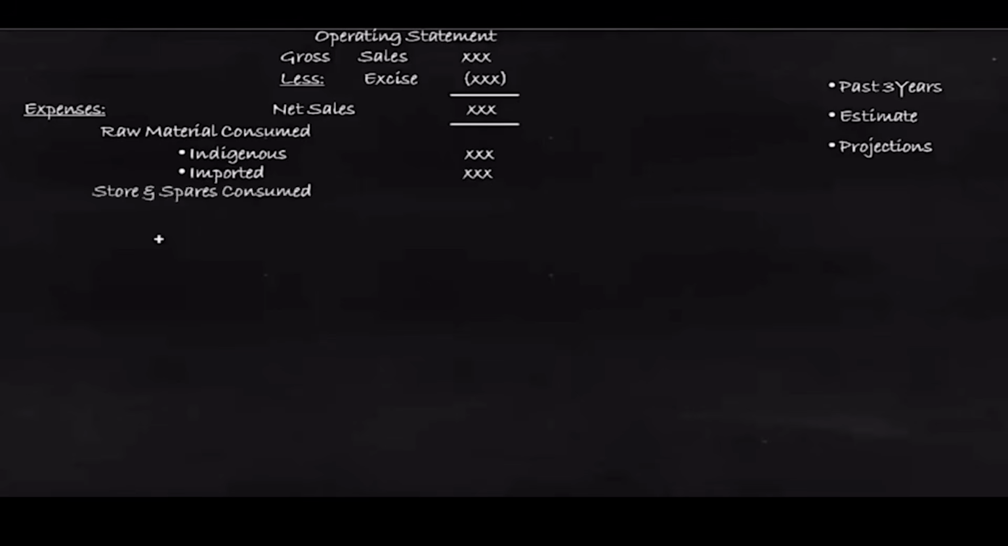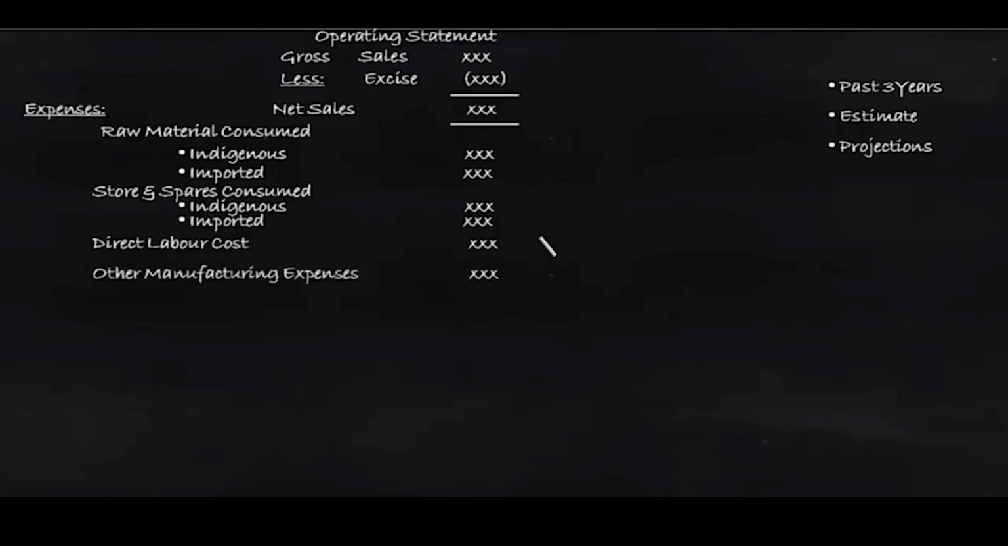Number two, what are the stores and spares that have been consumed, and that should be broken into indigenous and imported. Then what is the expense incurred by the company on its laborers? So the direct labor cost should be shown here. Here the focus is on direct labor cost. We'll understand that in subsequent session. Then the power and fuel cost should be shown. After this, we have to show the other manufacturing expenses and depreciation.